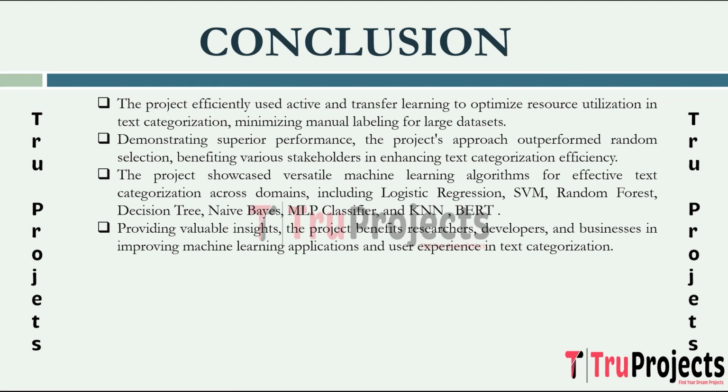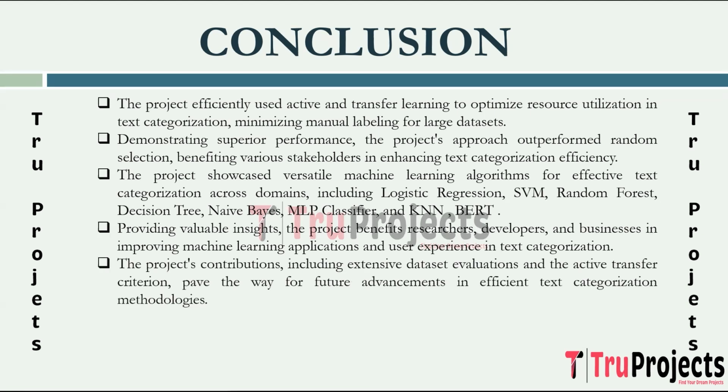The project's contributions include an extended evaluation on multiple datasets, examination of various metrics for algorithm selection, and the introduction of active transfer criterion. Future research directions may explore enhancements to the proposed methodology, further advancements in the field of text categorization through efficient use of resources and innovative learning strategies.